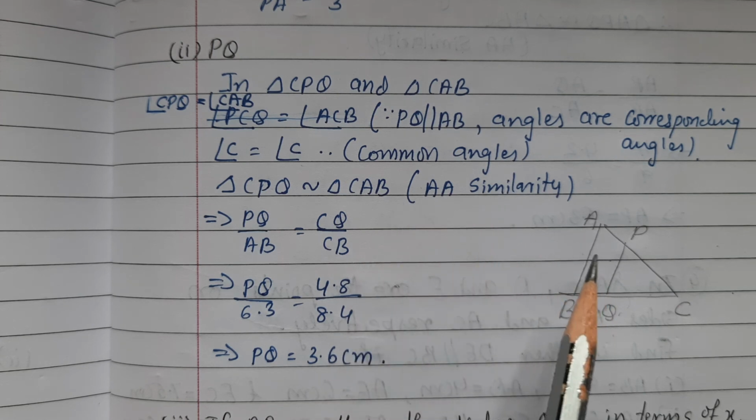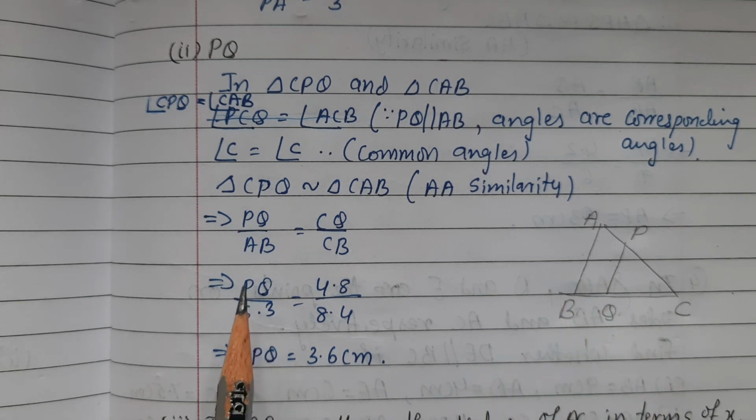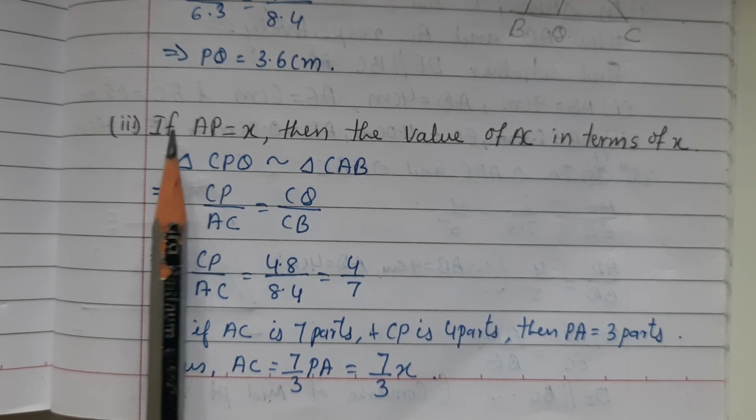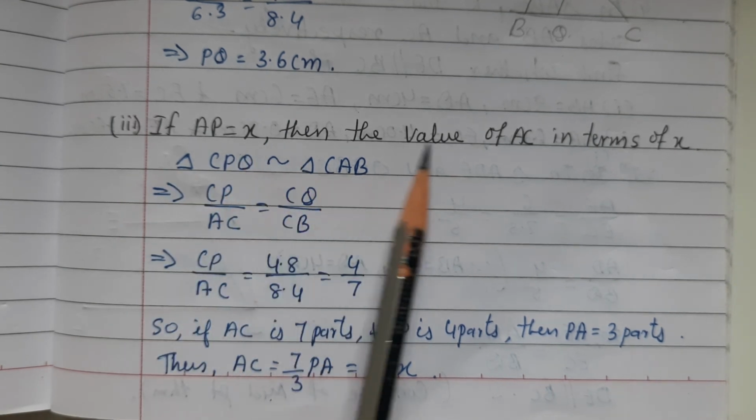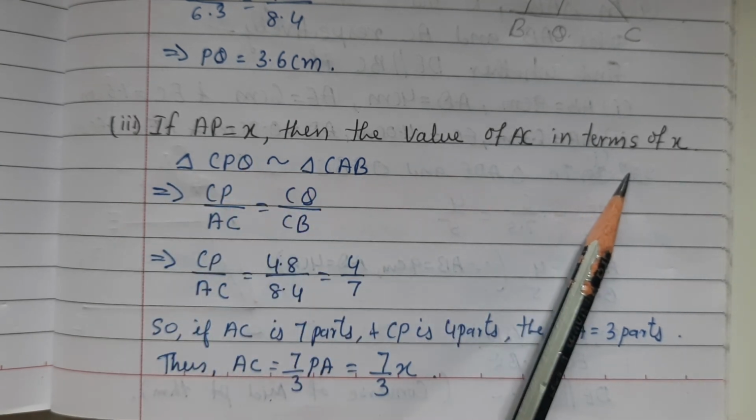Therefore, sides are proportional. PQ upon AB is equal to CQ upon CB. Substitute the value. PQ upon 6.3 equal to CQ is 4.8 and CB will be CQ plus BQ, that is equal to 8.4, implies PQ equal to 3.6 centimeter. Third part, if AP equal to X, then find the value of AC in terms of X.